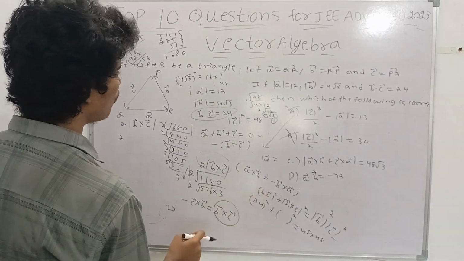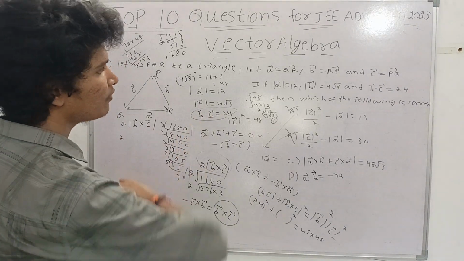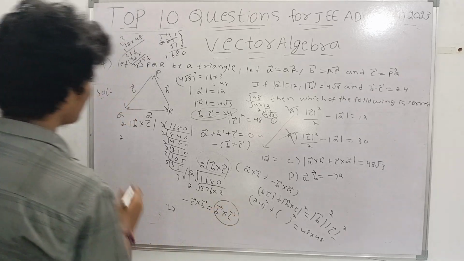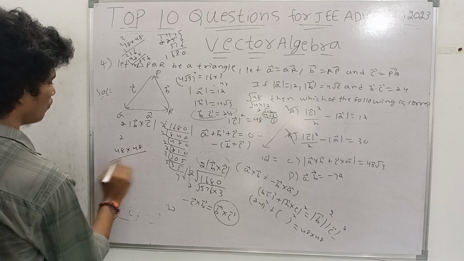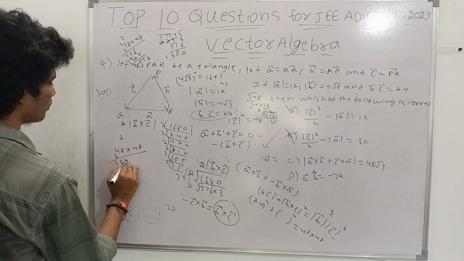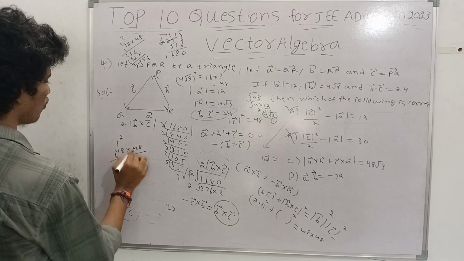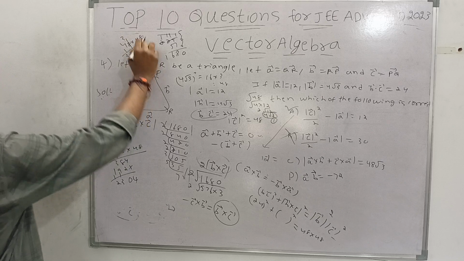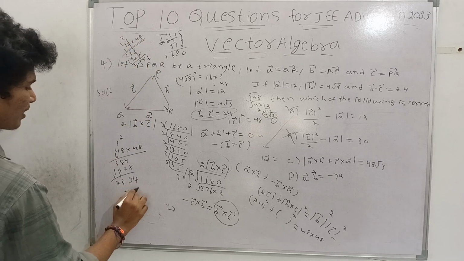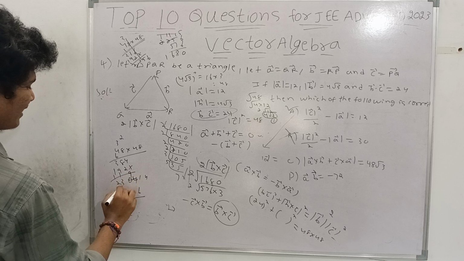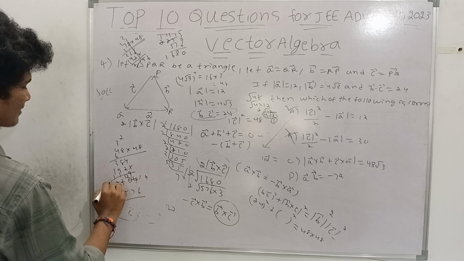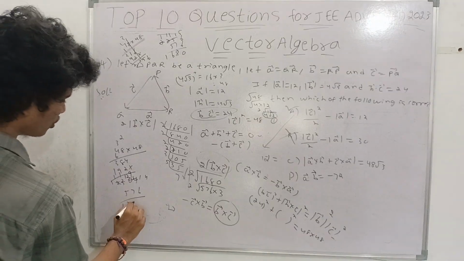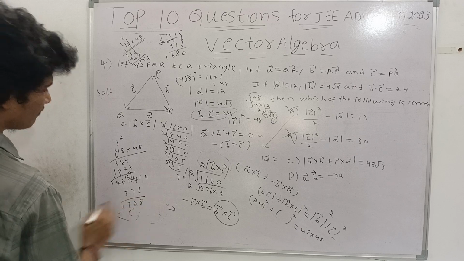And B dot C whole square. What is B dot C? B dot C is 24, and 24 square is 576, we know 576, and simply 48 into 48 we have to do. So I did a mistake here. It is 2304, and we have to subtract 576. It is 1728.